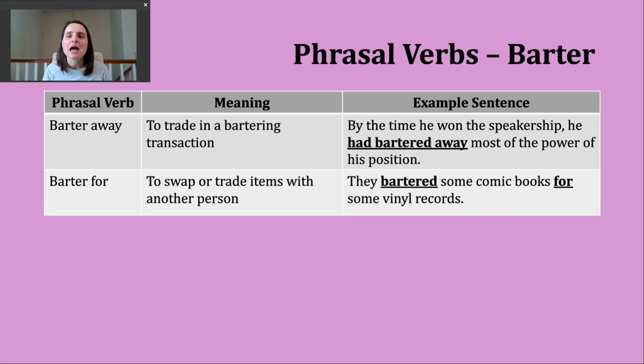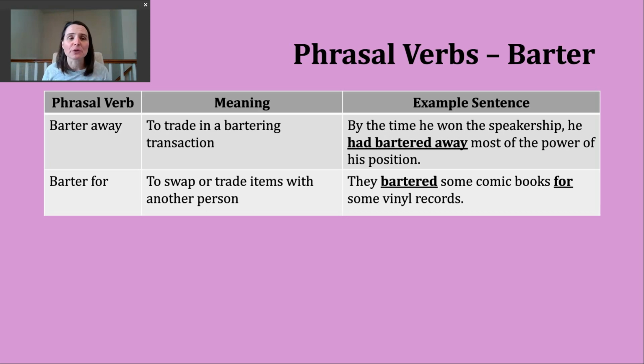An example of this: by the time he won the speakership, he had bartered away most of the power of his position. So in this example sentence, I've borrowed it from a news story here in the United States from a few weeks ago, as our House of Representatives was trying to elect its leader. And what it's saying is the person who won the speakership had to sort of trade away the power in order to win it. So what is coming after our away here is what has been given by one party.